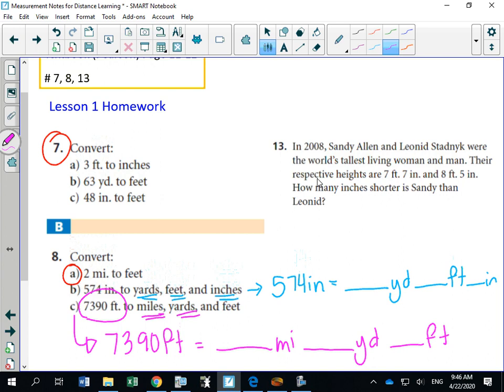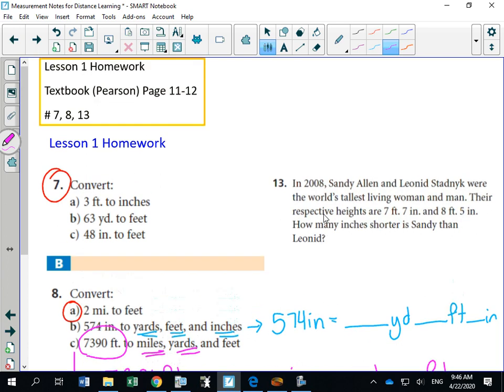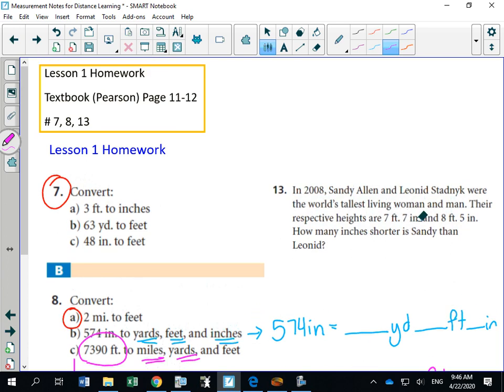Number 13, in 2008, Sandy and Leonoid were the world's tallest living woman and man. Their respective heights are 7 feet 7 inches, 8 feet 5 inches. How many inches shorter is Sandy than Leonoid? Okay, so here's how you do this. I'll show you how to calculate Sandy's height in inches, and then you'll do his height, and then you'll subtract them. So for 13, it says that Sandy is 7 feet. So world's tallest woman in 2008 was recorded at 7 feet 7 inches.